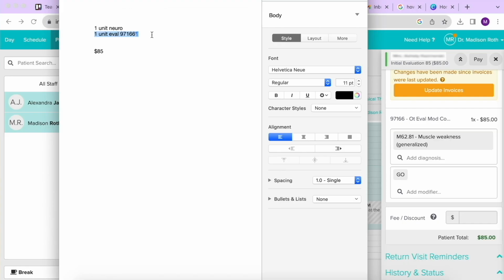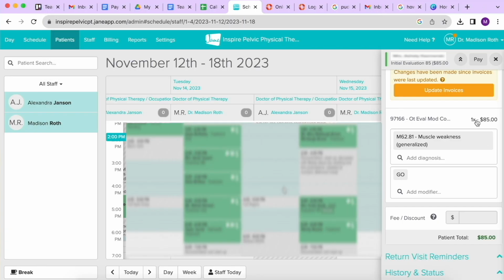So this is the one that can vary. This one we always need to keep the same. So that is going to be the $51 rate. 205 divided by 4 is 51.25. And so we need this eval code to make up the rest of that. So 85 minus 51.25 is 33.75.